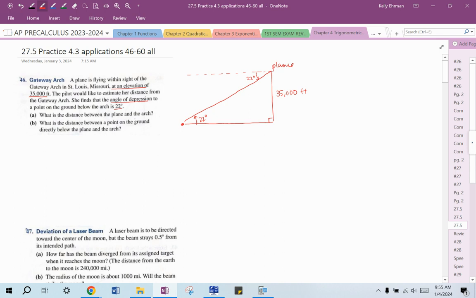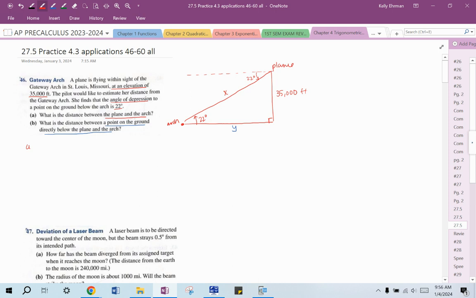Okay, so part A says, what is the distance between the plane and the arch? So the distance between the plane and the arch, which is down here, is this hypotenuse. So let's just call that x. And then part B says, what is the distance between a point on the ground directly below the plane and the arch? So that's, I'm just going to call this y. That's talking about this horizontal leg. Okay, so part A, I want to find x.